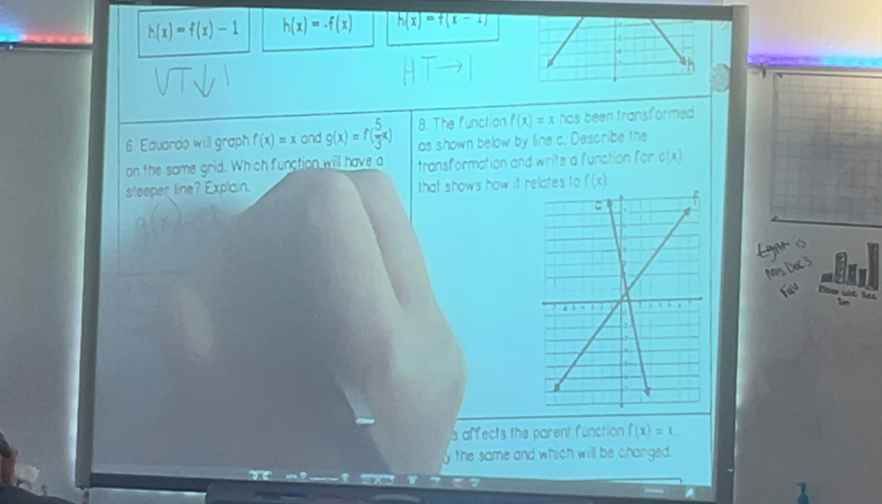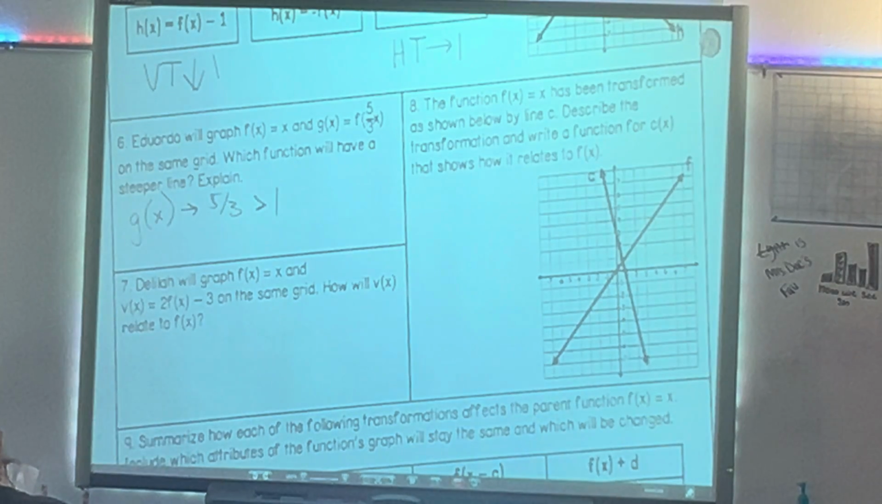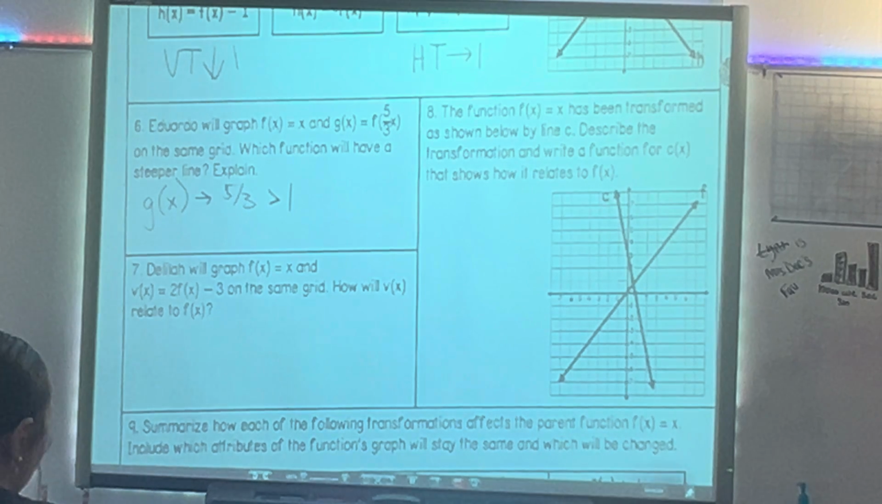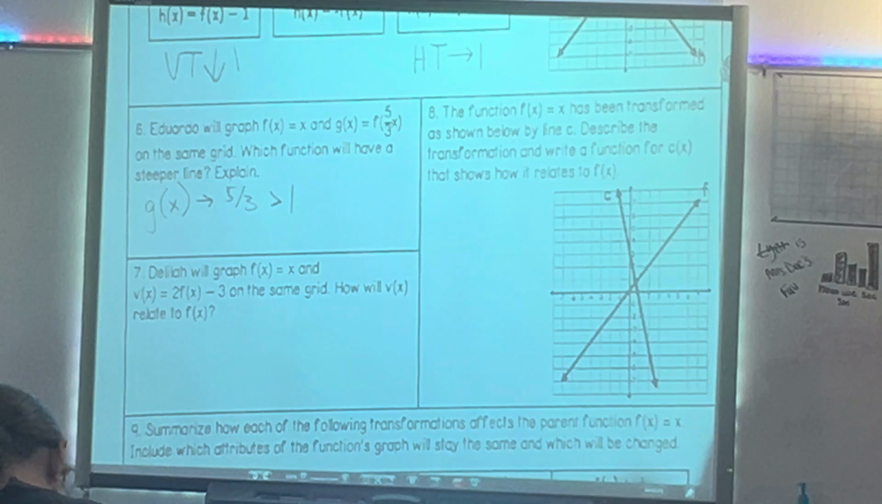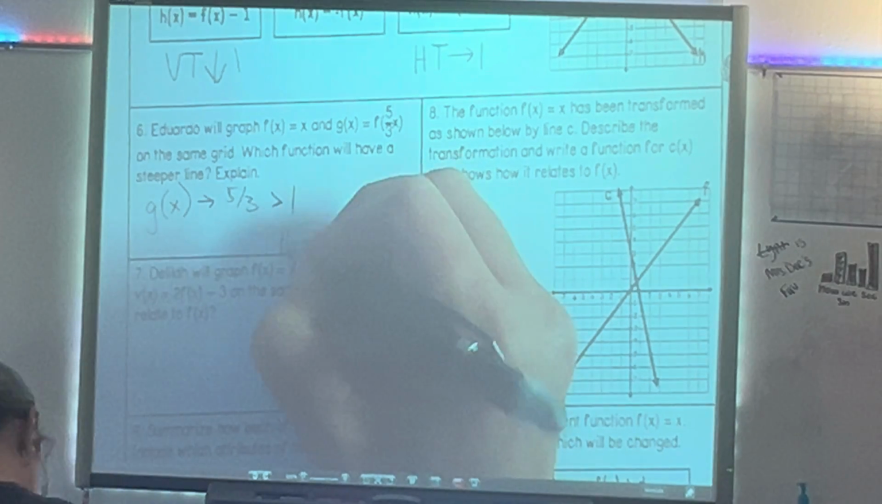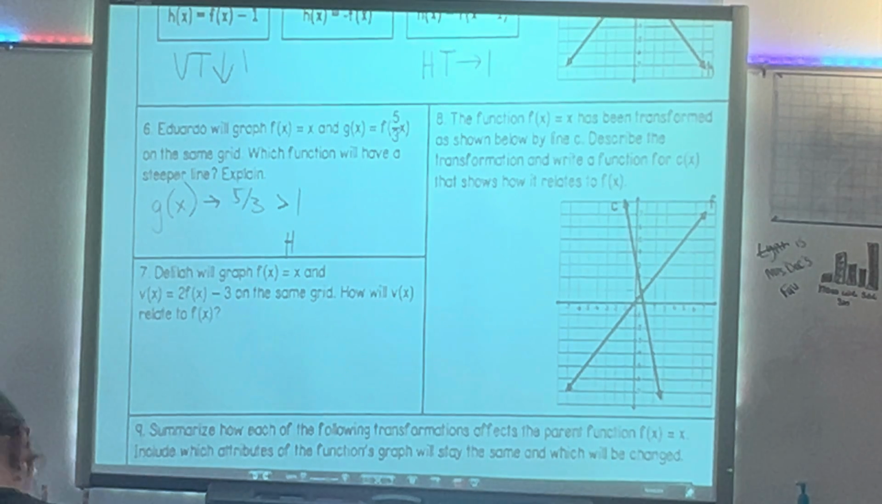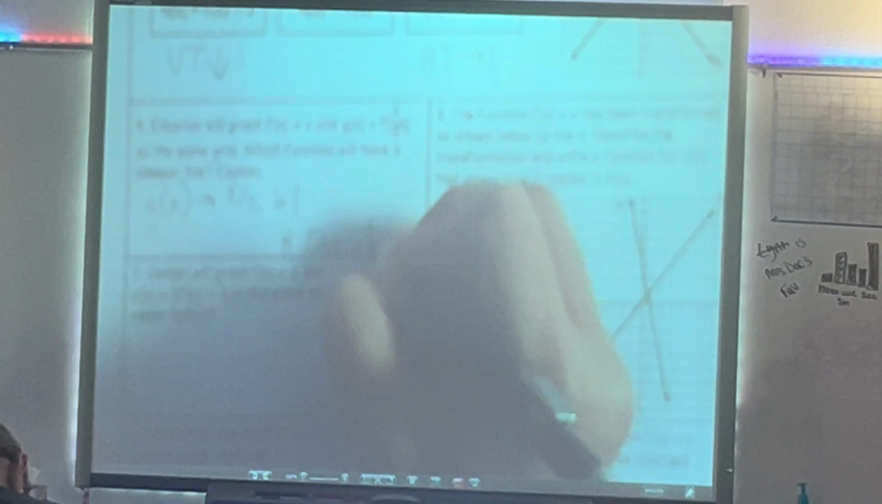And here's my explanation. 5/3 greater than 1. What would I call that transformation? I know they're not asking you that right there, but I need you to be able to recognize it. It's inside, so it's going to be what? Horizontal. What happens when it's inside? It's got to be the opposite. So what's the opposite of 5/3? 3/5, which means it's not going to be a stretch. It's going to be a what? A shrink. The name is its opposite. We okay there?